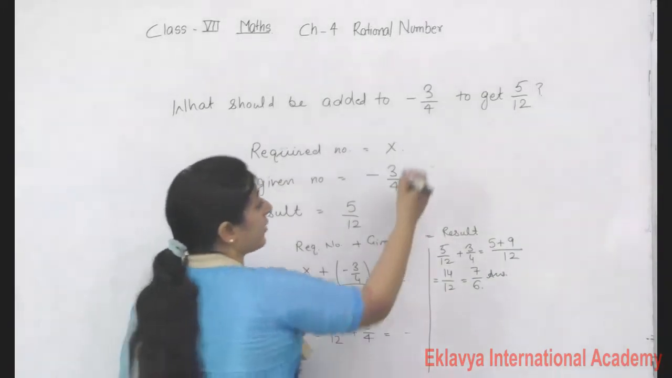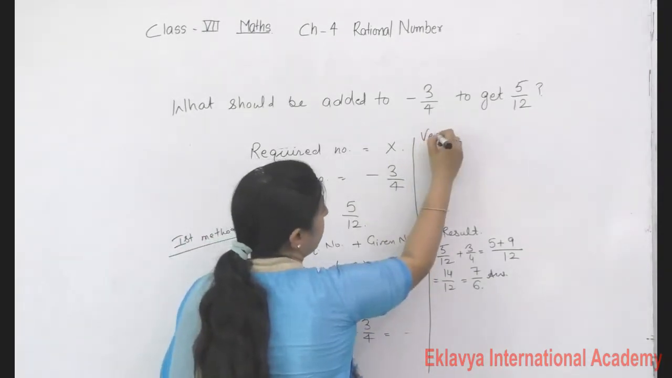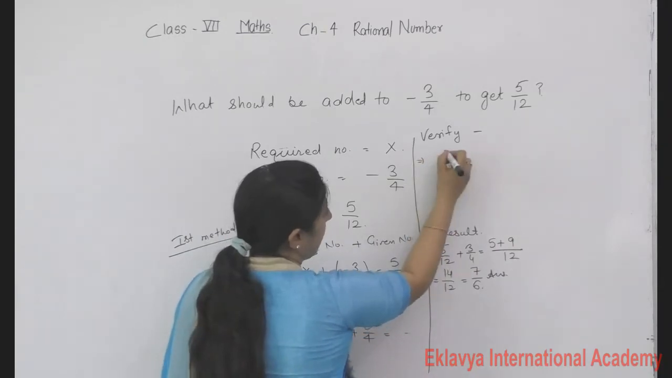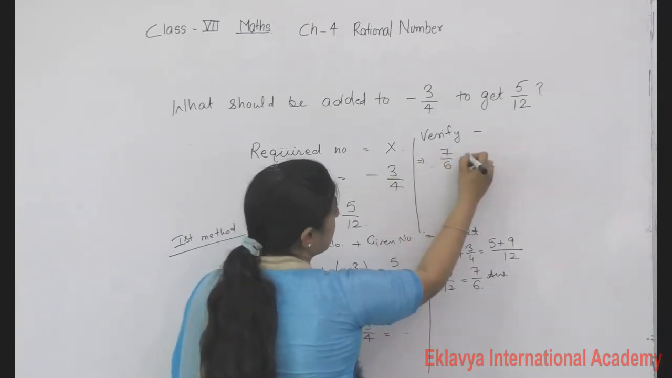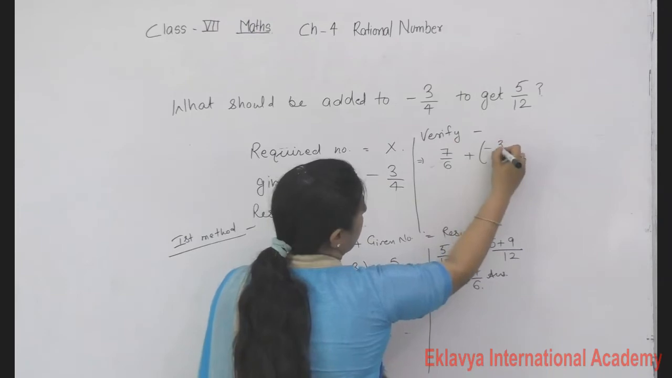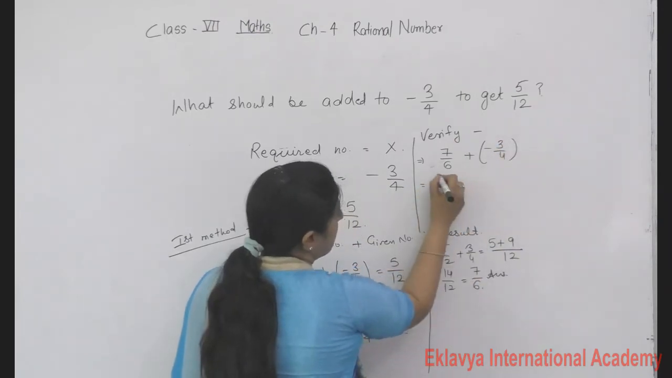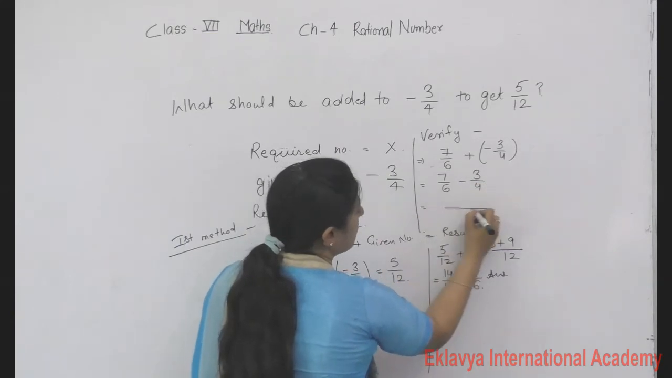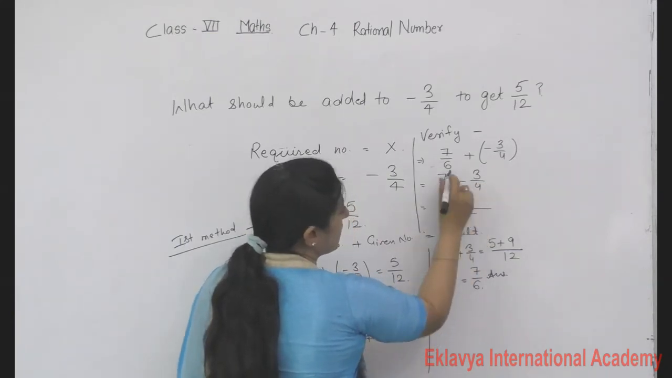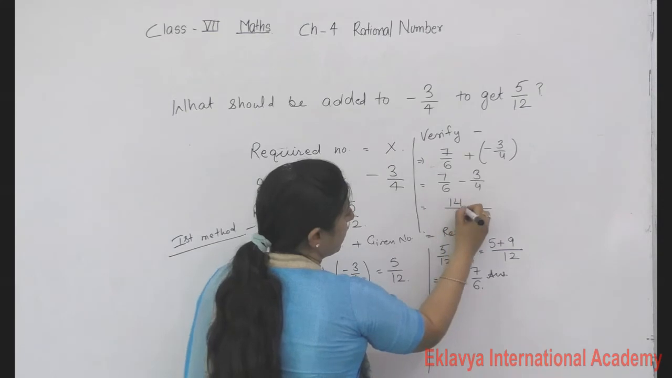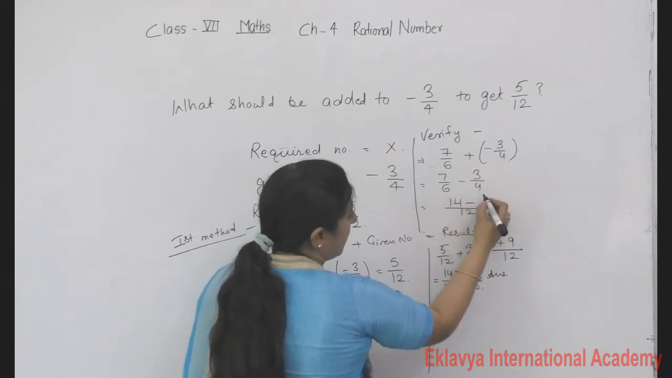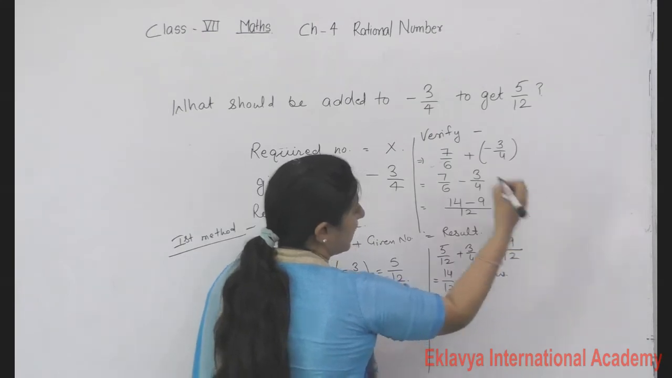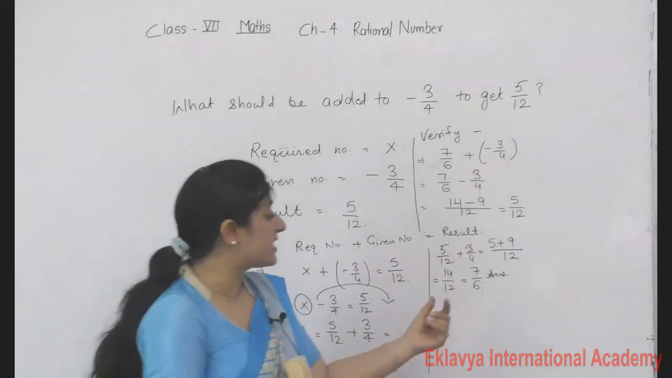We can check it also. Verify that we have required number 7 by 6 plus minus 3 by 4. 7 by 6 plus minus 3 by 4, LCM is 12. 6 2s are 12, then 7 2s are 14. 4 3s are 12, 3 3s are 9. Then your answer is 5 by 12. It means our answer is correct.